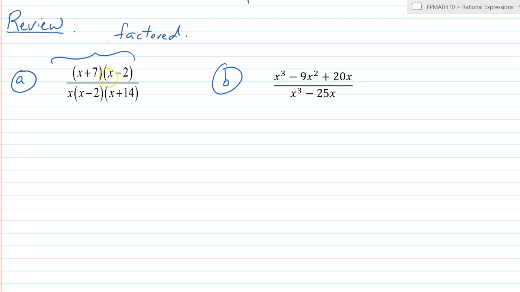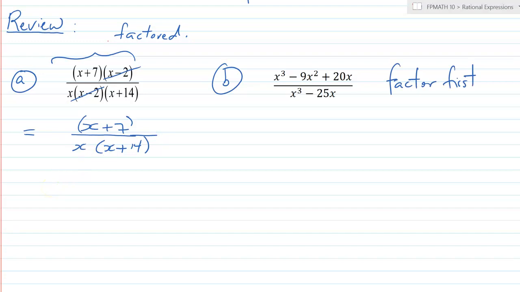So the common thing that we see: x minus 2 divided by x minus 2, that's 1. Do we see anything else? No other common factors. So your final answer will be: the numerator is x plus 7, and the denominator is x times x plus 14. Okay, that is it.